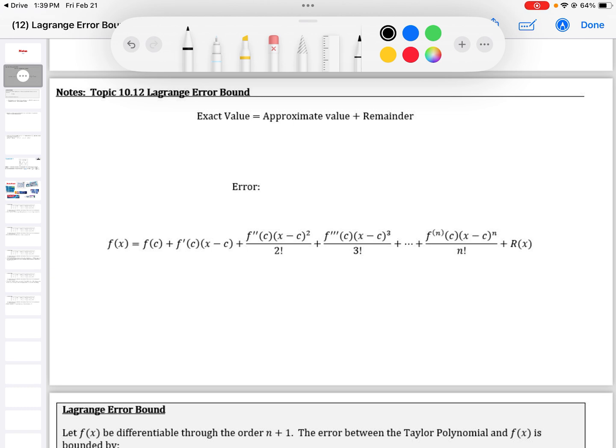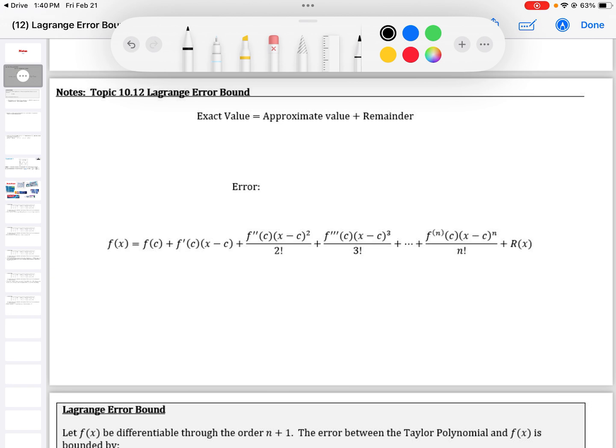All right, in this video, we're going to talk about the Lagrange error bound. What it's going to do is tell us how close our approximation using a Taylor polynomial or Maclaurin polynomial is to the actual solution. So this might be a video that you're watching after we've done the lesson already, just to brush up on or try to understand better. And that's why I'm making it.